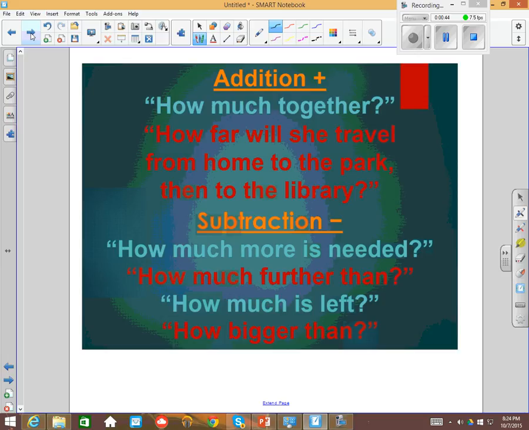Subtraction means how much more is needed. It could be a question. How much further than? How much is left? How much bigger than? Those are some of the key words that are used in subtraction.